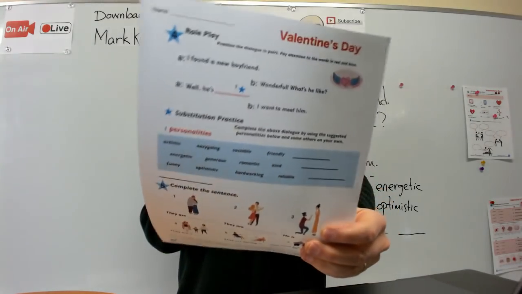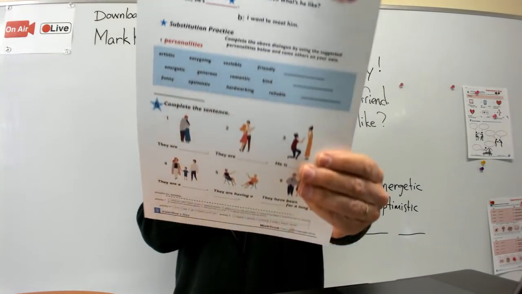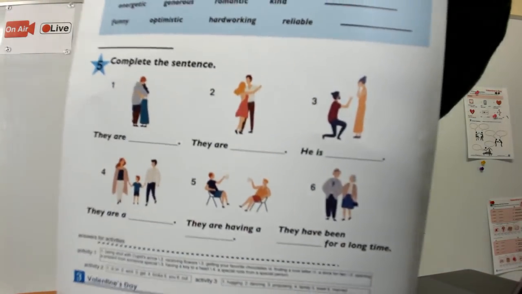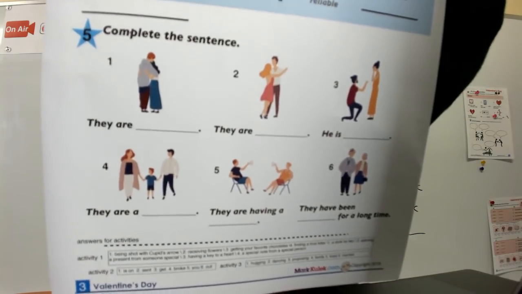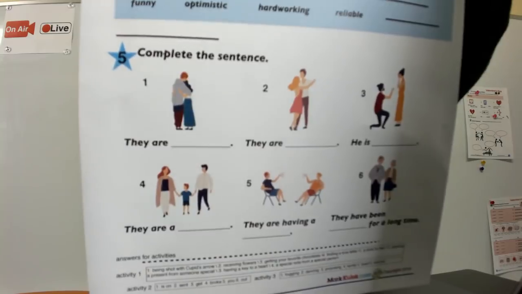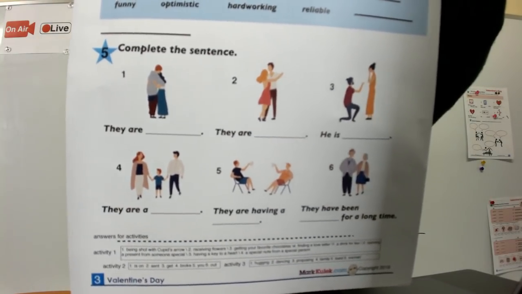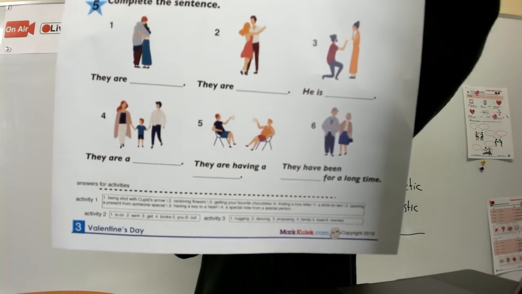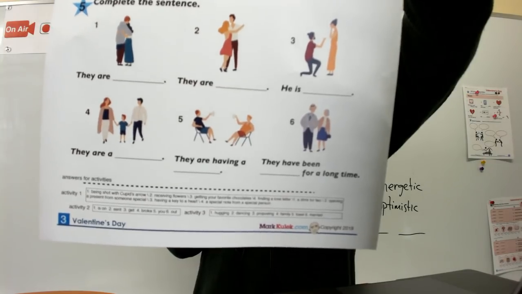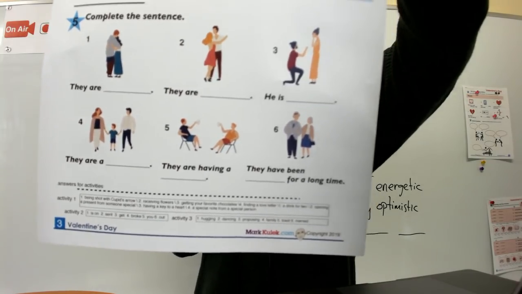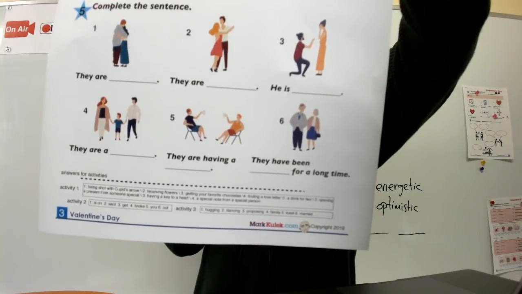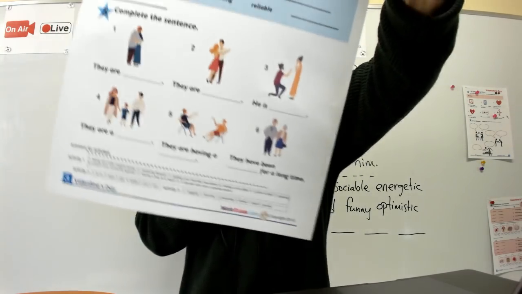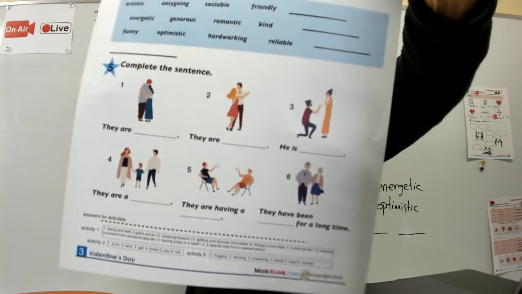So here was the worksheet. Let's do the bottom part, the last part. It says, complete the sentence. Number one, they are... What are they doing? Two, they are... Three, he is... Four, they are... Five, they are having a... And then six, they have been... for a long time. Again, you have to think about this yourself, okay?